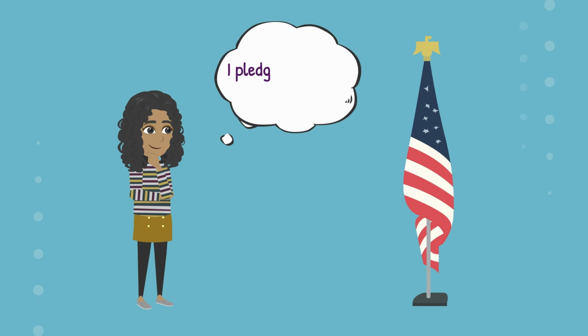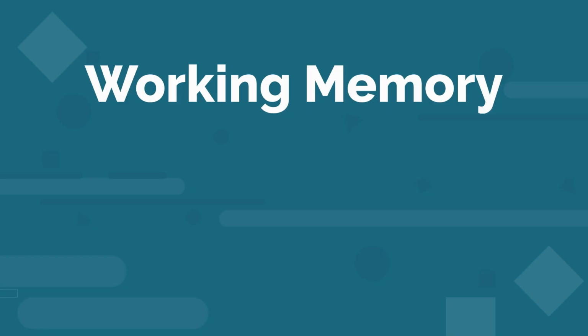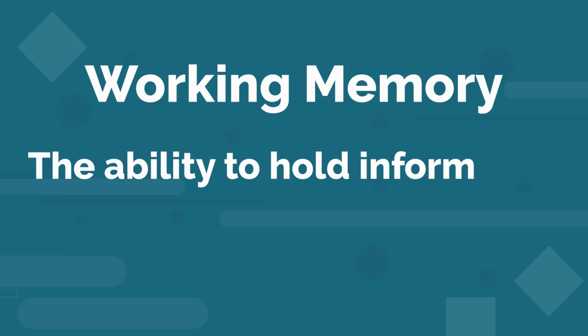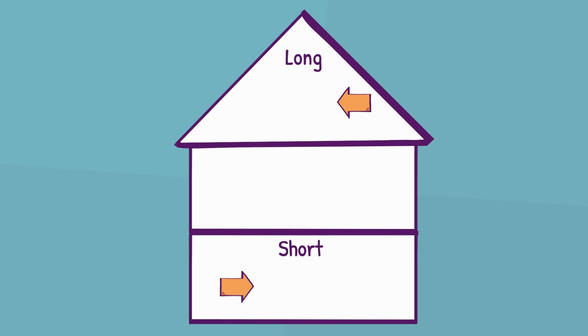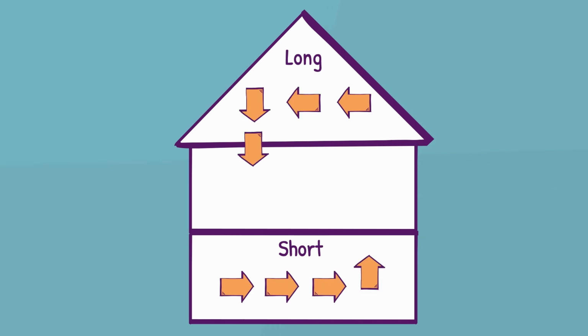Long-term memory, on the other hand, is the storage house in the brain, storing information for a longer period of time. Remembering the words to the Pledge of Allegiance is an example of information stored in long-term memory. Both long-term and short-term memory are crucial to successful learning. However, the role of working memory is often overlooked. Working memory is the ability to hold information in one's mind and to mentally manipulate this information. Working memory draws on both short-term and long-term memory and holds the information for a short time during tasks.